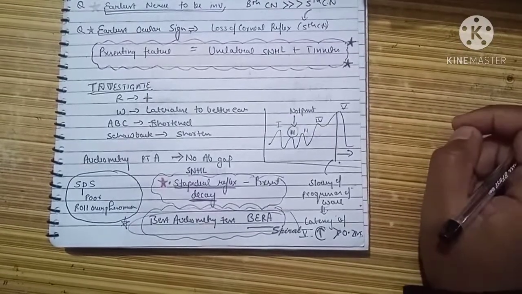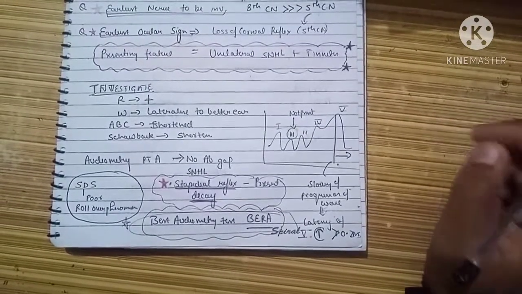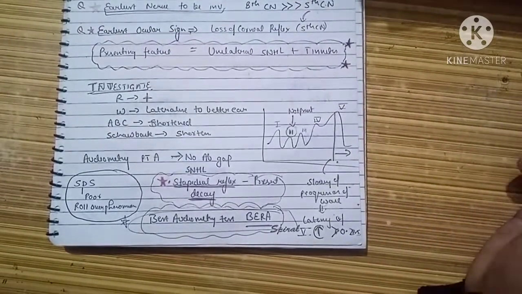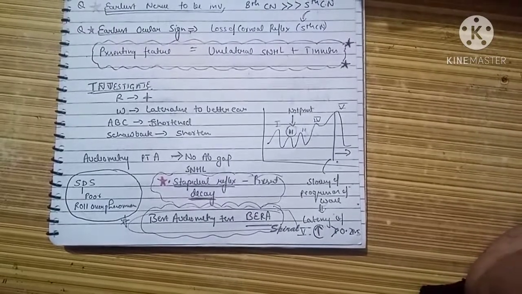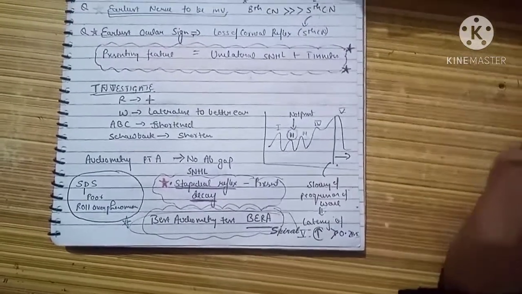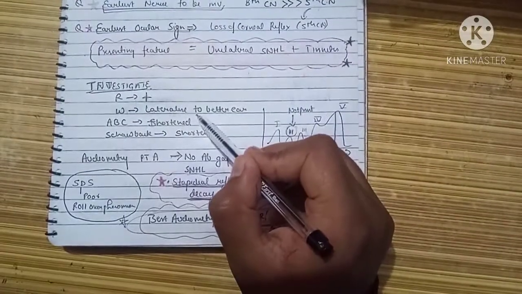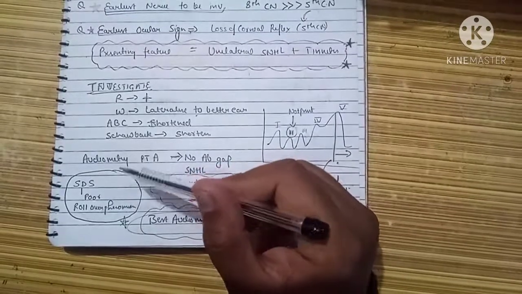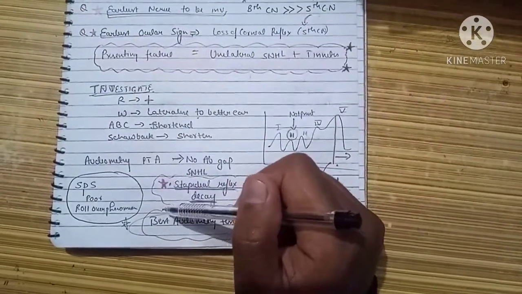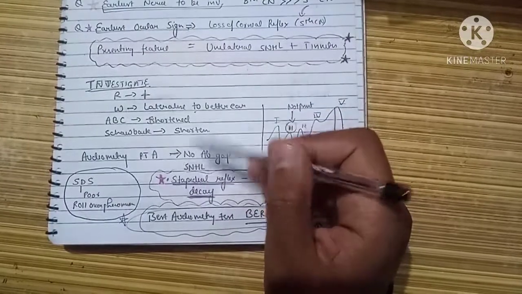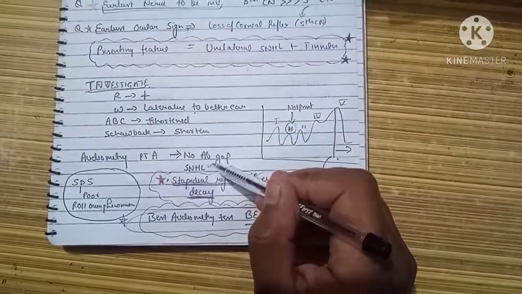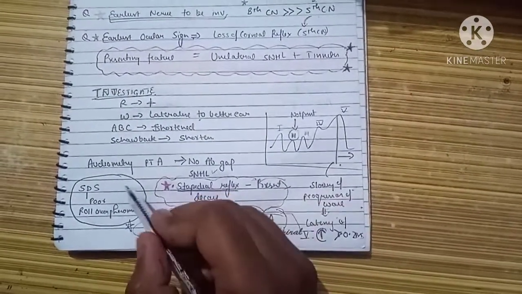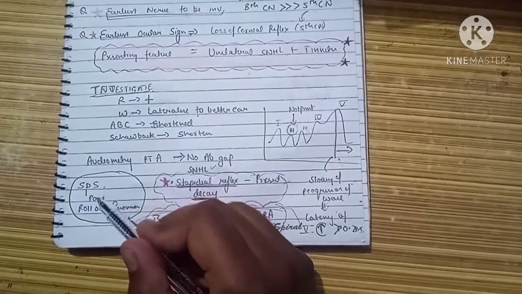The next thing we will try to understand is the investigations that lead us to the diagnosis of acoustic neuroma. So Rinne's in this case will be positive, since this is a sensorineural hearing loss. Weber's will lateralize to the better ear, and ABC and the Schwabach will be obviously shortened. The audiometric test will not show any air-bone gap, suggesting it is a sensorineural hearing loss. Stapedial reflex is present.